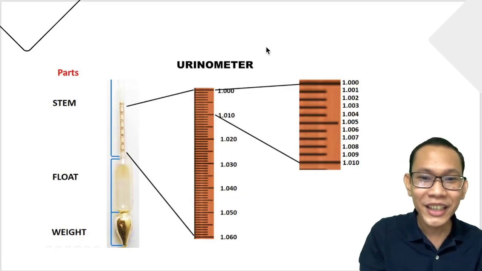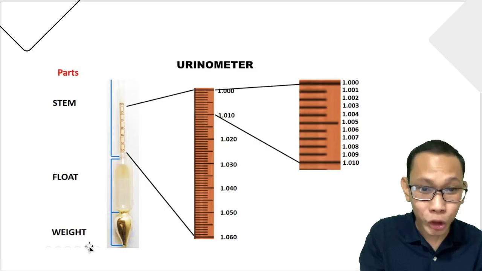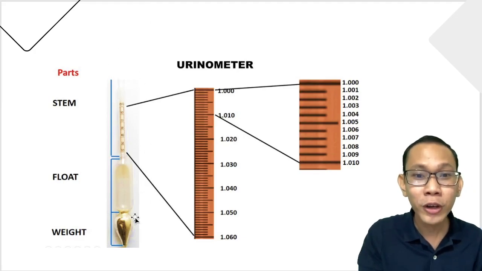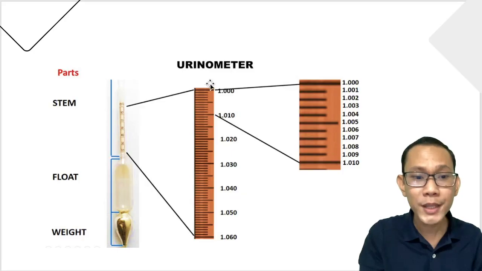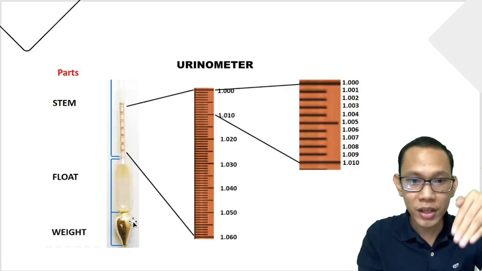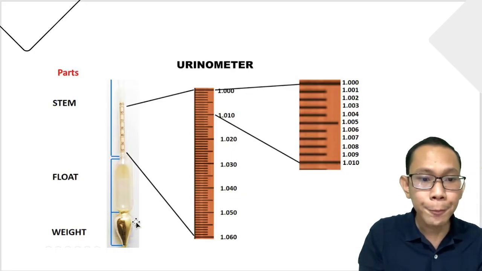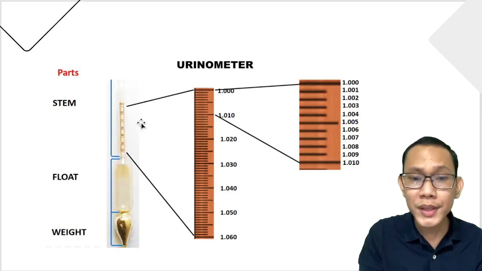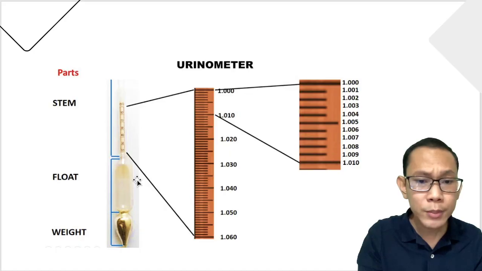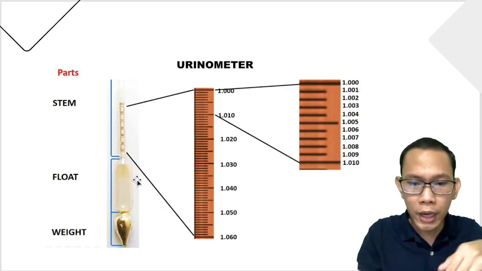So again, this is our urinometer. This is not urinometry. Urinometry is the methodology, but this is your urinometer. Of course, we have the parts of our urinometer: the stem, the float, and the weight. The weight is there so that it sinks to the bottom. This urinometer is designed to sink to a level of 1.000 in distilled water. Additional mass causes the float to displace a volume of urine smaller than that of your distilled water, which is why it rises.